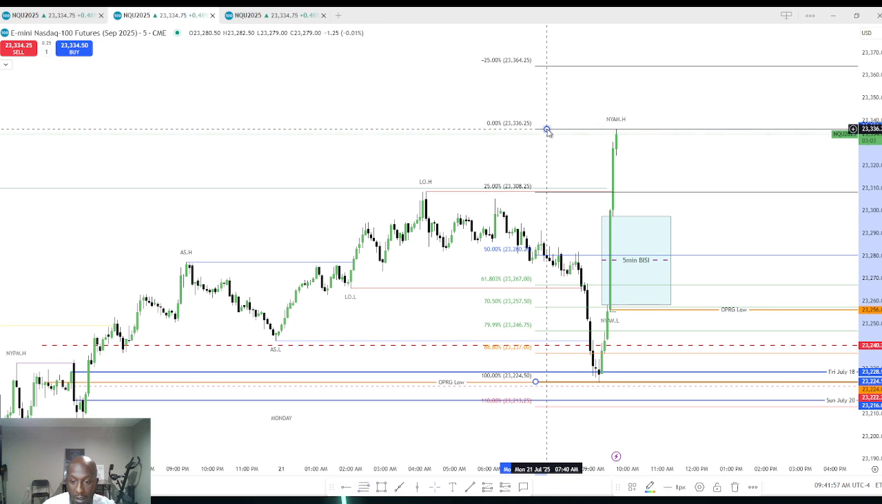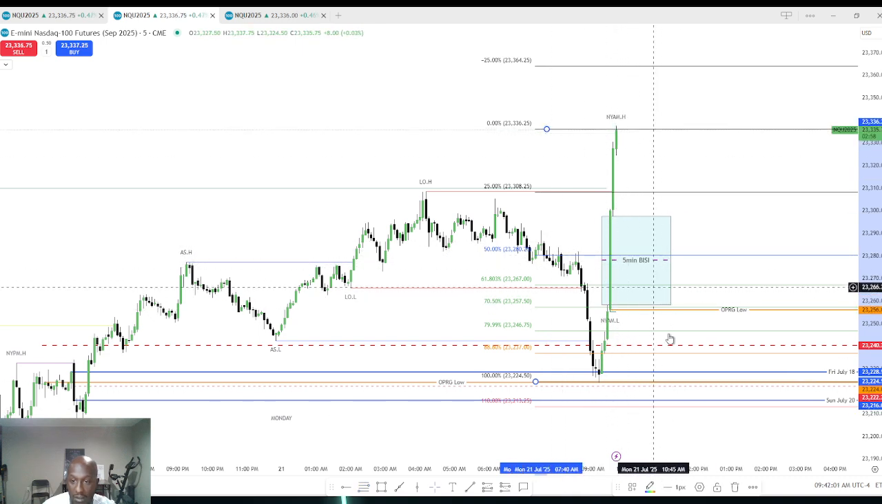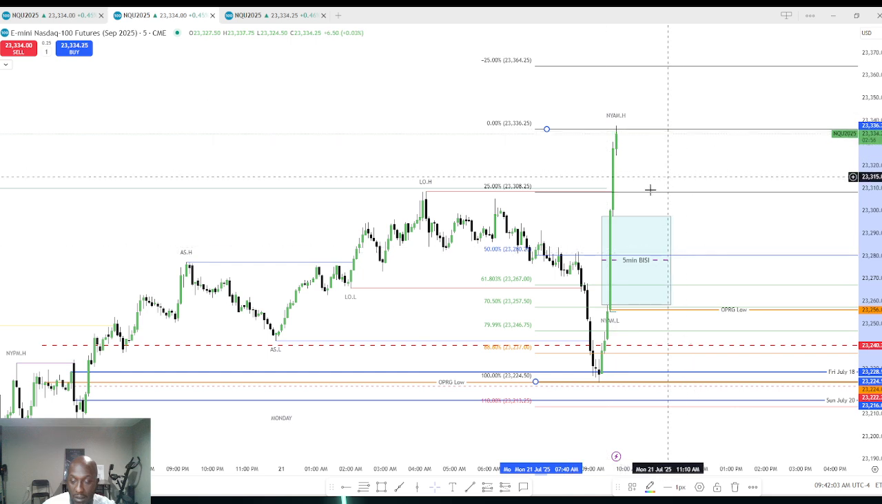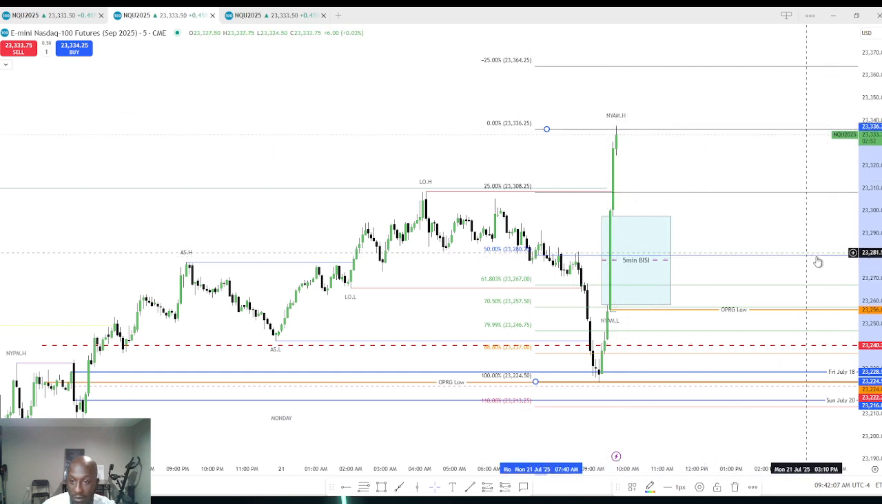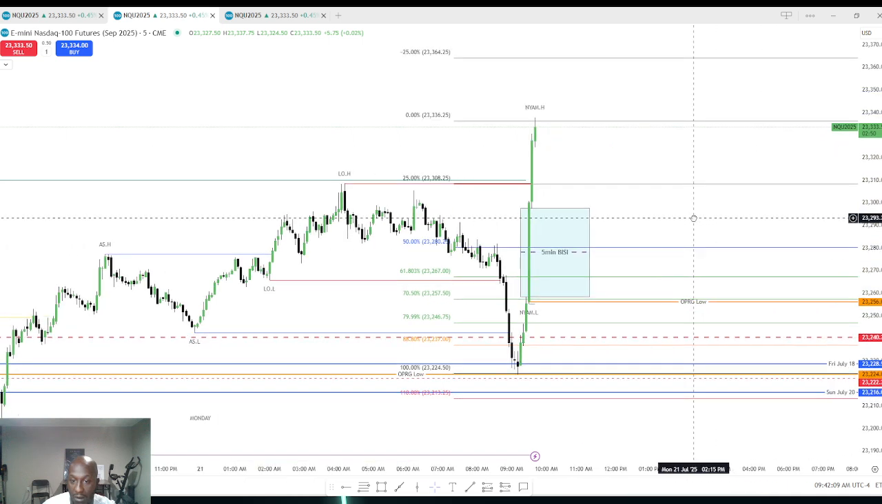So that's the high. Again, premium. Anything below the 50 is a discount. Anything above it is premium. Anything at 50 is equilibrium. And now we wait.